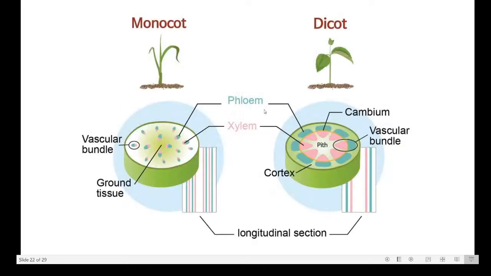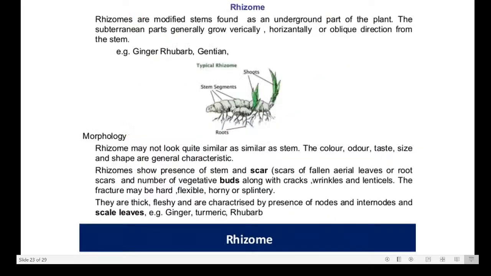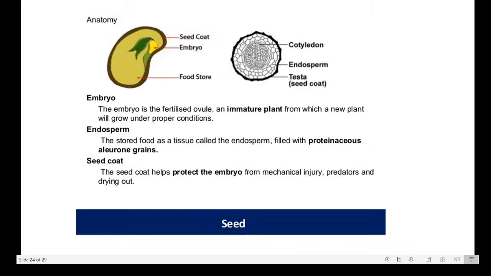This is another animation which helps to understand whether it is monocot or dicot. We can identify a plant by its rhizome. This rhizome is nothing but ginger or ginger-like plant material. The rhizome does not look quite similar to a stem; it has different morphological characters. Based on that, we can identify the leaf, and based on the leaf, we can identify the nature of the plant material. And we can identify the seed through seed dissection, to tell whether it is a monocot or dicot.